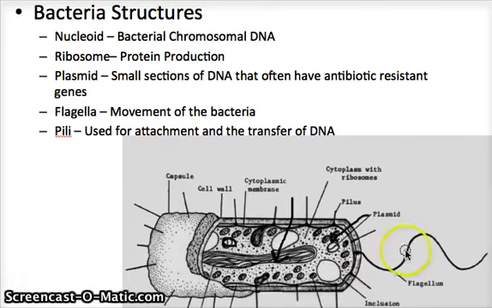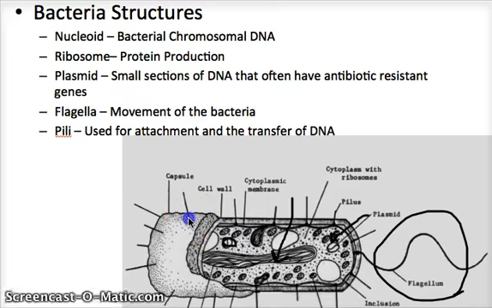We all know what ribosomes are. They're found all throughout the cell, and they make proteins. We have the flagella back here, which is used for movement. And then the pili all over the cell are used for exchange of DNA and also attachment to other cells.